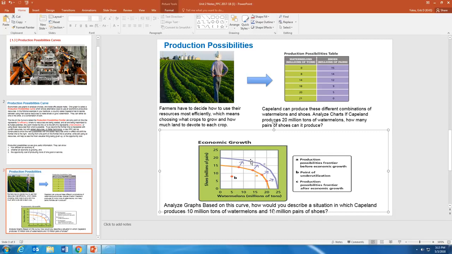Okay, so hopefully this gives you a good idea of what a production possibility curve is and how we can use it.